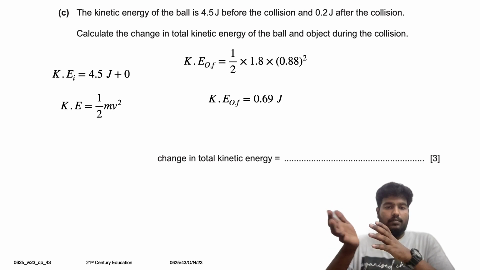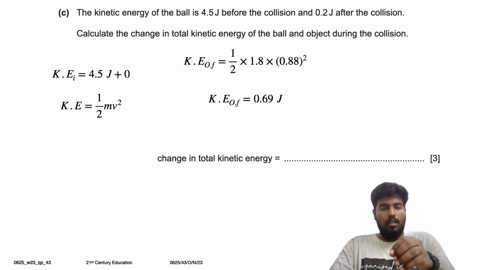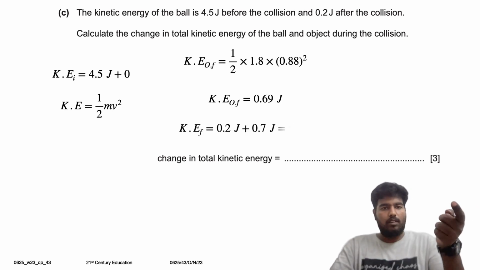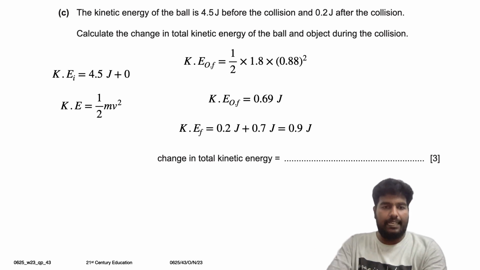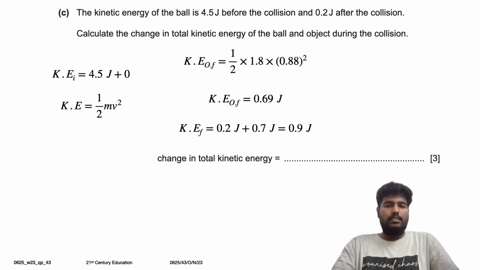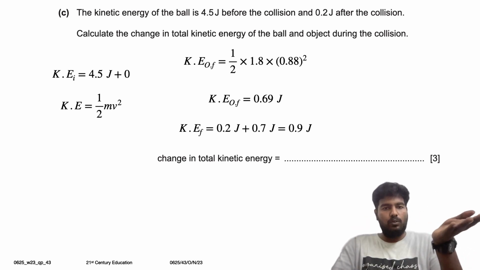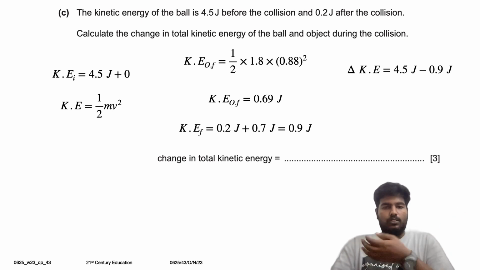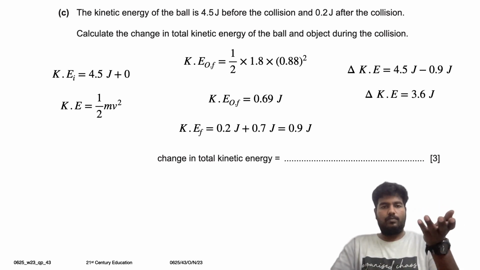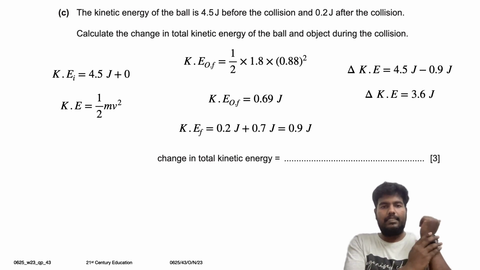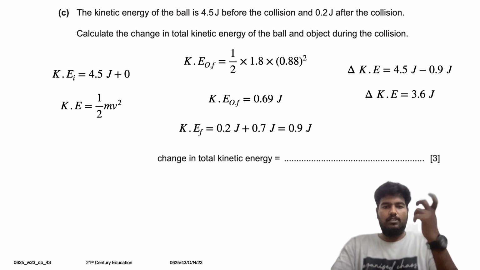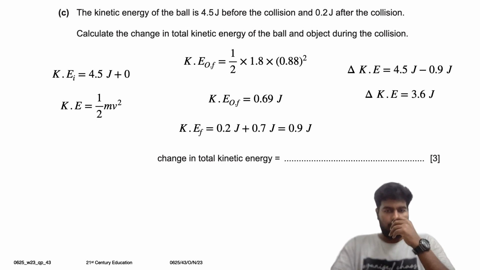So the total final kinetic energy will be 0.69 joule plus the ball's kinetic energy, which is 0.2 joule. So the total final kinetic energy is 0.9 joule. The difference in the energy: initially we have 4.5 joule, finally we have 0.9 joule, so the difference is 3.6 joule. This is the change in the kinetic energy, so this much energy was lost during this collision. That's what you have to take into account. So 3.6 joule, that's our answer.